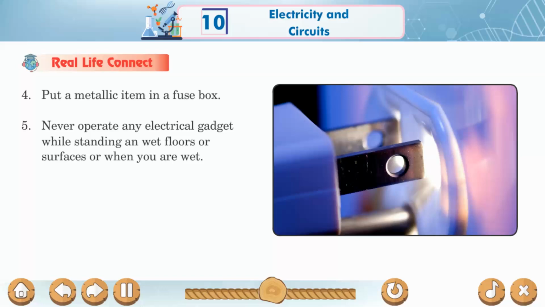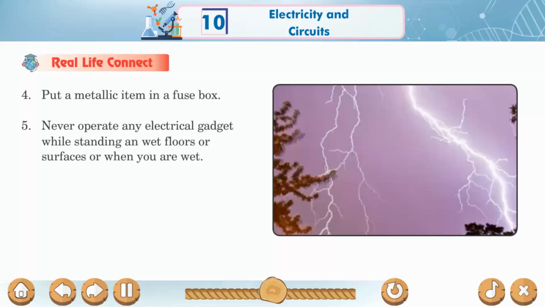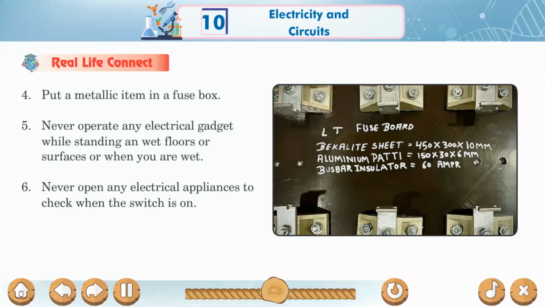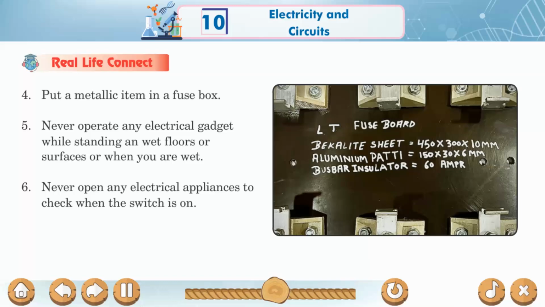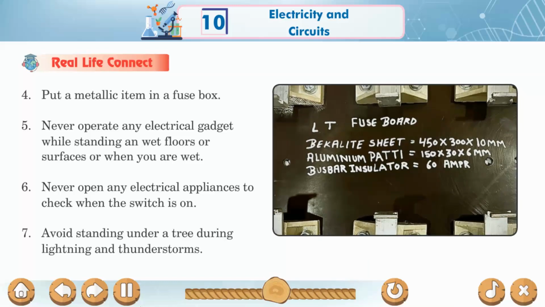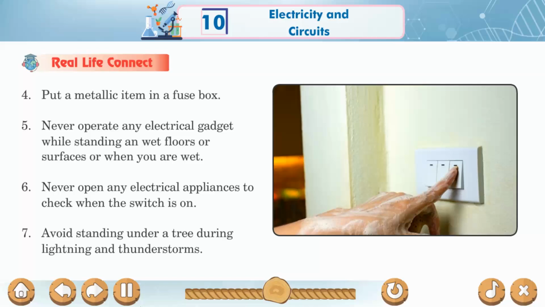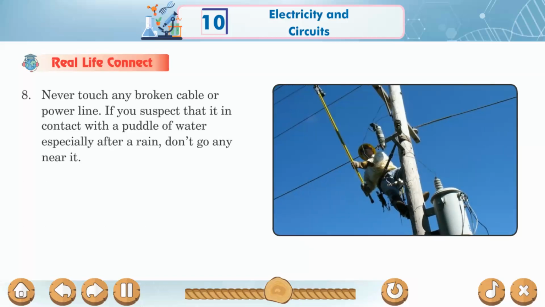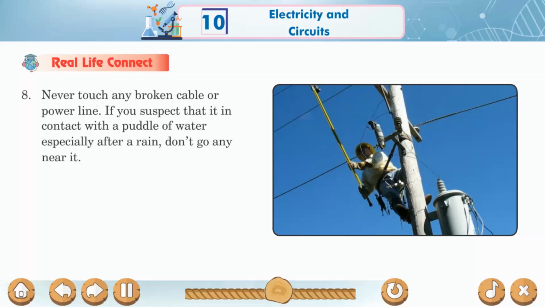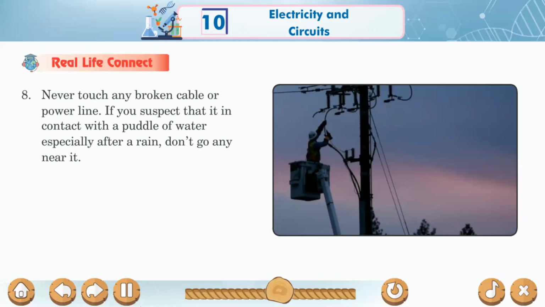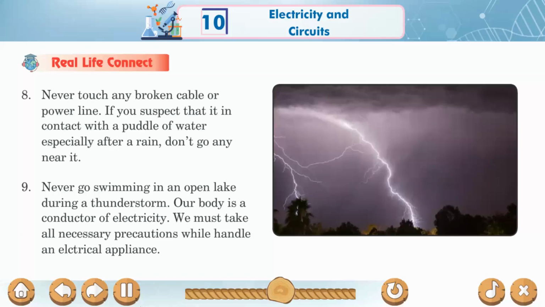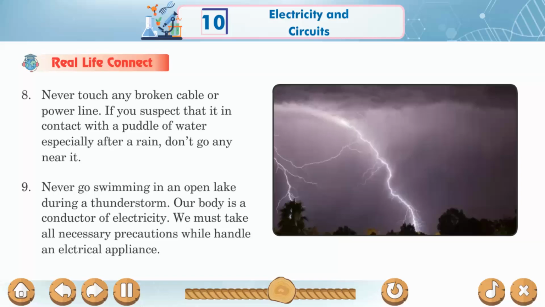Never operate any electrical gadget while standing on wet floors or surfaces or when you're wet. Never open any electrical appliances to check when the switch is on. Avoid standing under a tree during lightning and thunderstorms. Never touch any broken cable or power line. If you suspect that it is in contact with a puddle of water, especially after a rain, don't go anywhere near it. Never go swimming in an open lake during a thunderstorm.